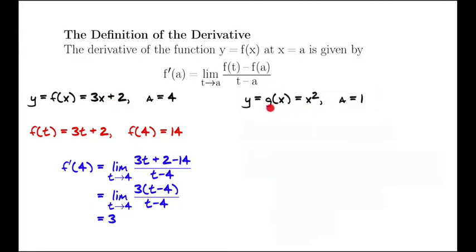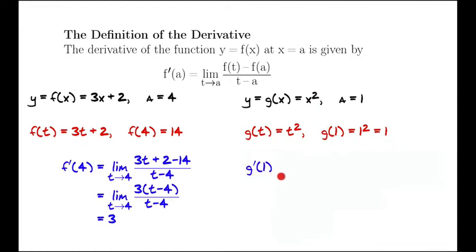In this example, we're going to take a function called g of x instead of f, and we're going to look at g of x equals x squared and a equals 1. This time the a equals 1 will be important. If we change a, we'll get different slopes back. We'll get different derivatives. We want to compute this time g prime of a, so instead of f here, we'll use a g. So we're going to need what g of t is. G of t is just t squared. We're going to need what g of a is. In this case, a is 1. G of 1 is just 1 squared, or 1.